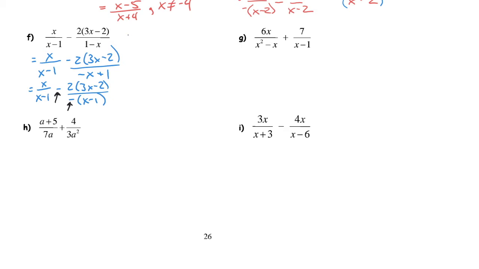So I'm going to be left with x over x minus 1 plus 2 times 3x minus 2 over x minus 1. The denominators are the same, so I'm going to put the numerators together, and that'll be x plus, and I'm just going to distribute that 2 through. That'll be 6x minus 4. And so 7x minus 4 over x minus 1 is my final result there.